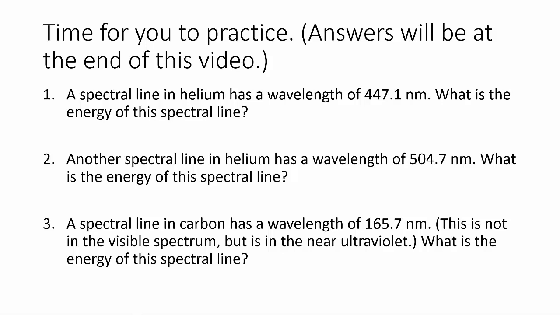Now, this is not visible. It's well below the 400 nanometer approximate bottom limit for visible light. People aren't going to be able to see this, but we still call them spectral lines. So what's the energy of that one? All right, pause your playback, do those problems. I'm going to move on.